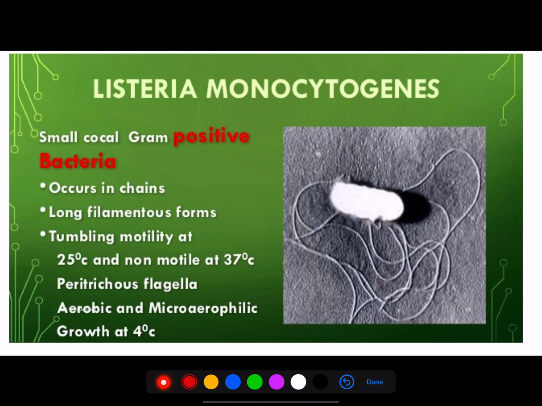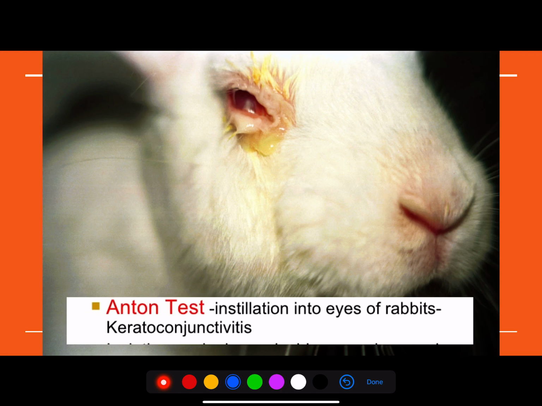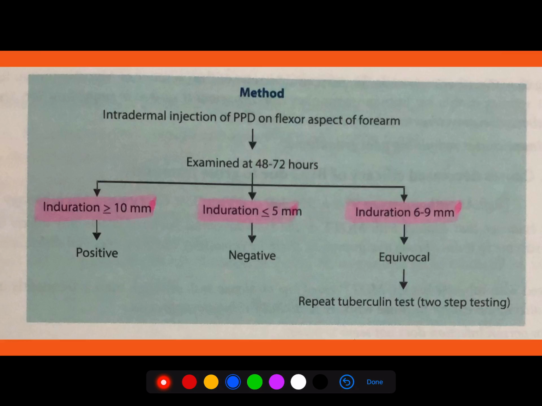Then comes the Listeria, which is a gram-positive organism, occurs in chains, long filamentous. The most commonly asked question is tumbling motility. What is this basically? Tumbling motility at 25 degrees centigrade and non-motile at 37 degrees centigrade. They have peritrichous flagella present all over the body. And one more important test, Anton's test, where it is instilled into the eyes of the rabbit, which leads to keratoconjunctivitis.